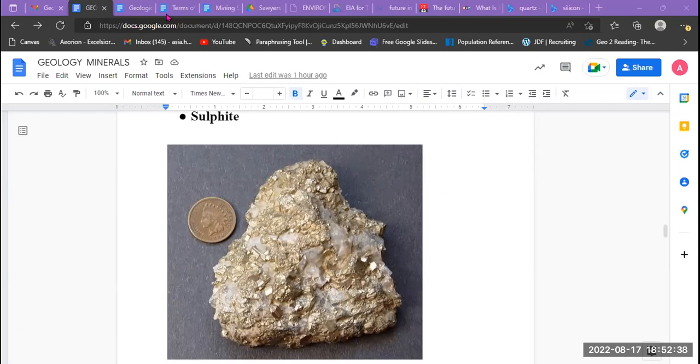Now, so far we have looked at 3 of our minerals, and what I tried to do just now is to show you the importance of these minerals, the uses of these minerals.